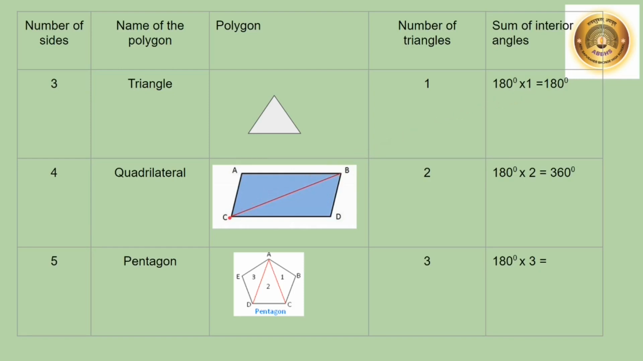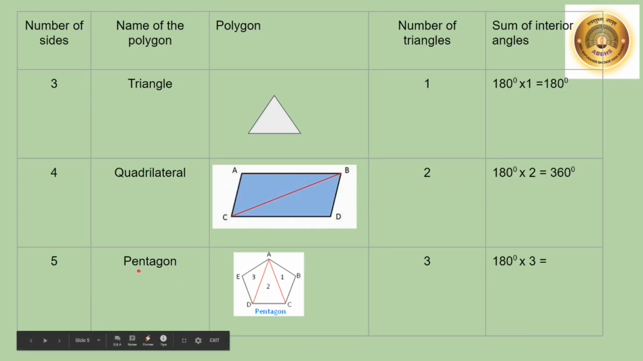Now let's take the next polygon, which is a quadrilateral. Quadrilateral means a closed figure having 4 sides. So here the number of sides will be 4. And how many triangles can you create over here? We can create 2 different triangles. That means the sum of the interior angles will be 180 into 2. Here 2 is the number of triangles that you can see in the figure.